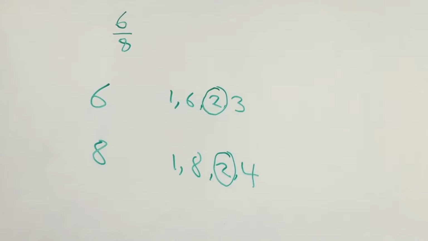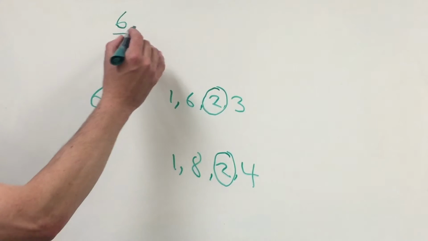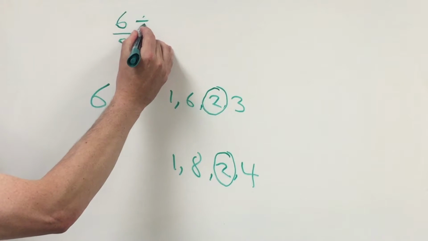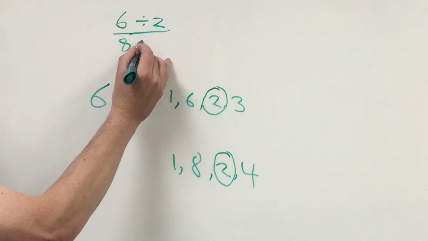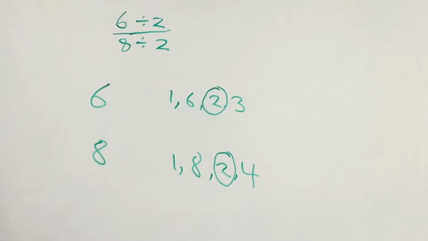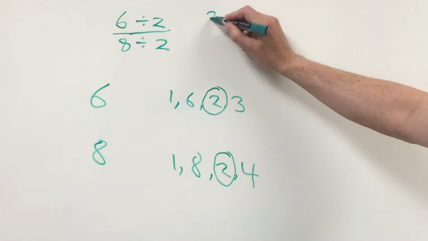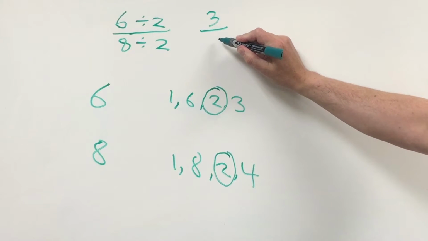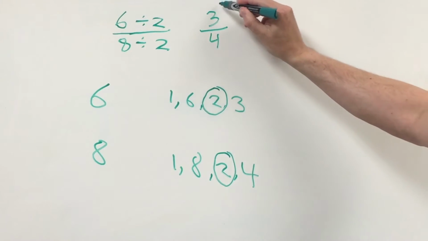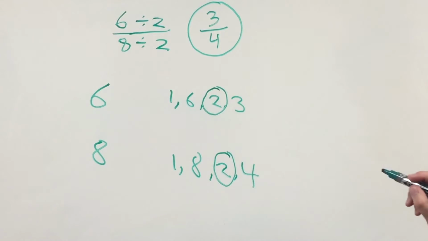To simplify 6/8, let's go back to the two lists of factors. We need to divide the numerator and the denominator by the largest factor that they share in common. In this case, it's 2. So we'll divide 6 by 2 and 8 by 2, their greatest common factor. 6 divided by 2 is 3, and 8 divided by 2 is 4. And so we have our result, 3/4.